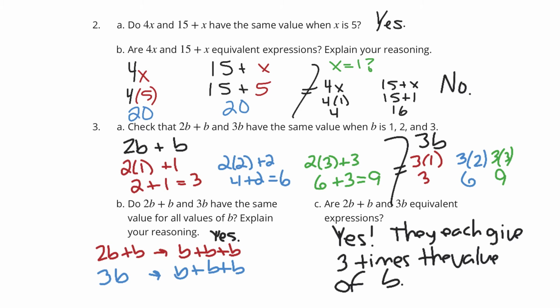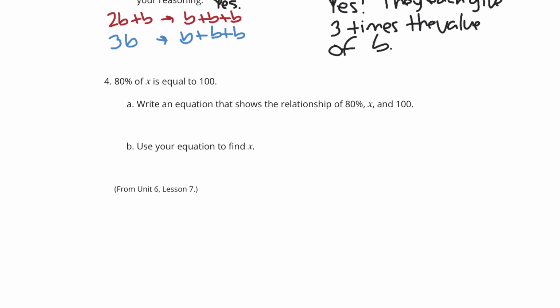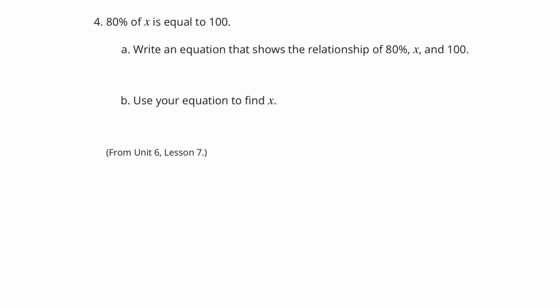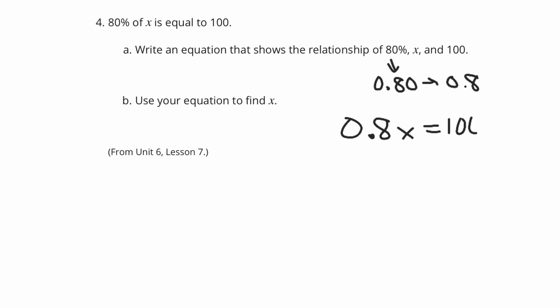All right, let's move on to a little bit of review now. 80% of x is equal to 100. Write an expression that shows the relationship of 80%, x, and 100. I like to write my 80% as a decimal on these, which is 80 hundredths, which is the same thing as 8 tenths. And so 80% of x, so 8 tenths times x, is equal to 100.